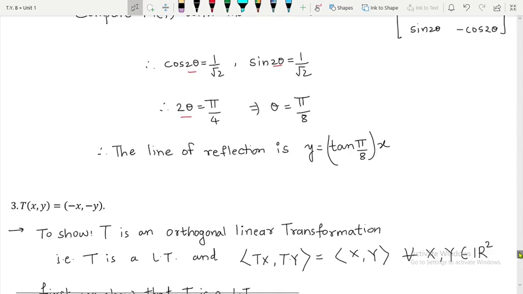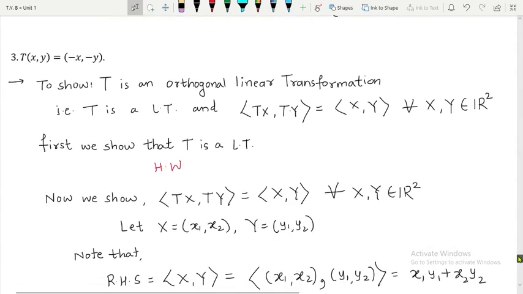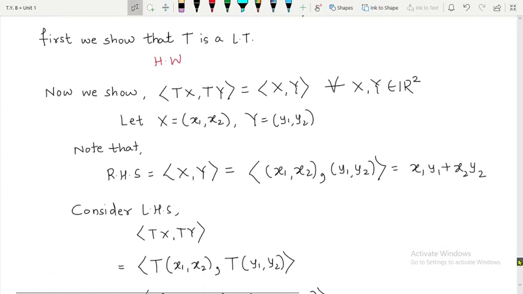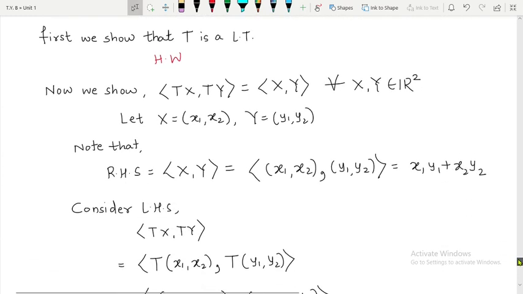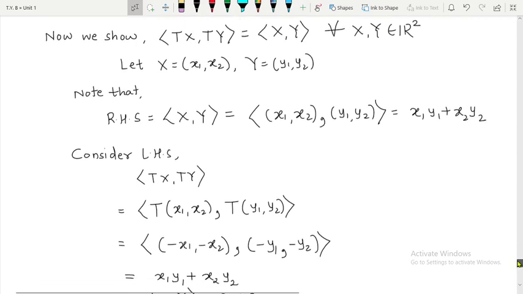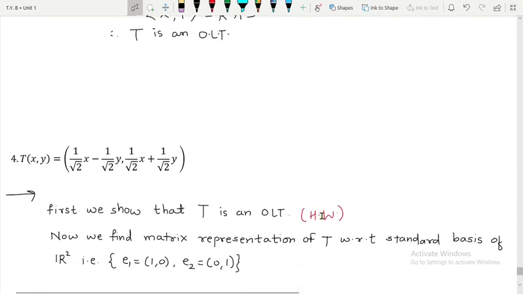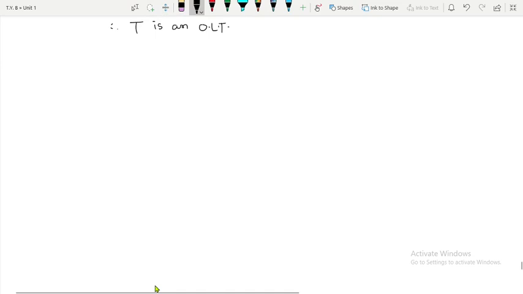Now let us go for the next example. In this example we have already shown that this T of x y is an orthogonal linear transformation. So now we will directly find the matrix representation of T. I will make some space.